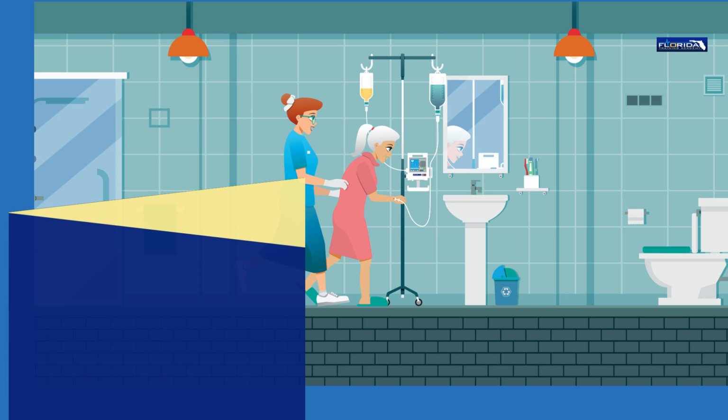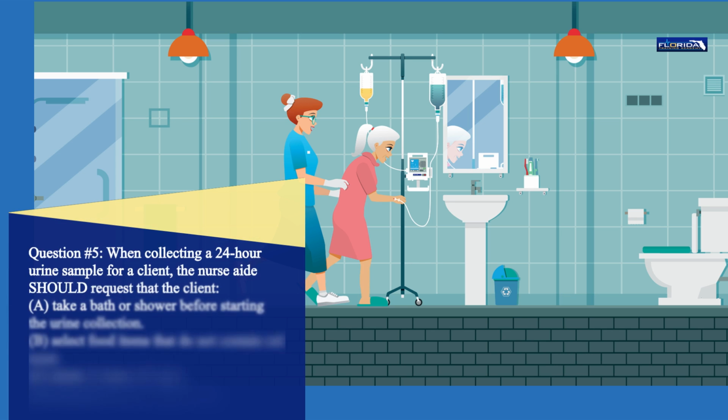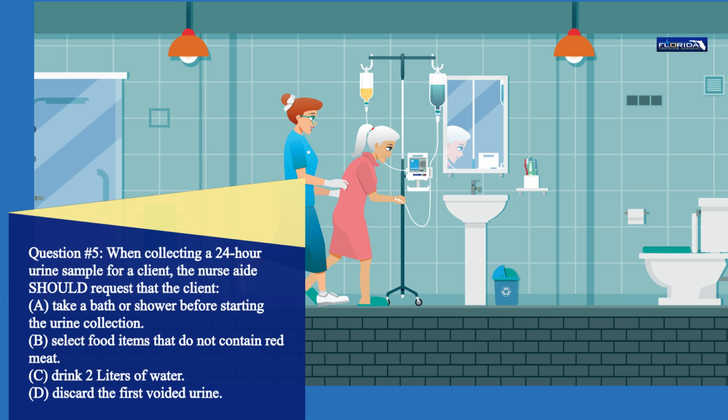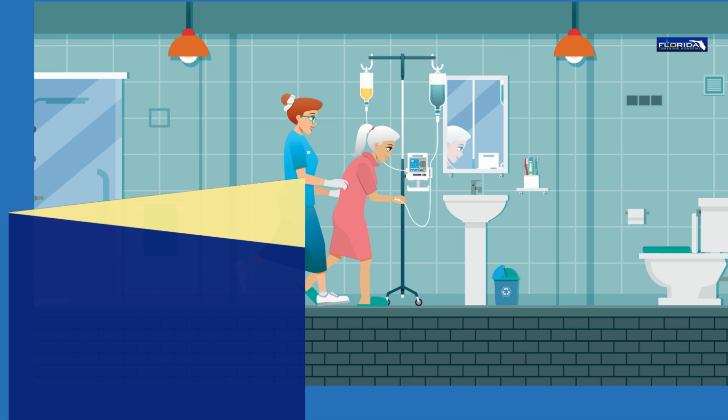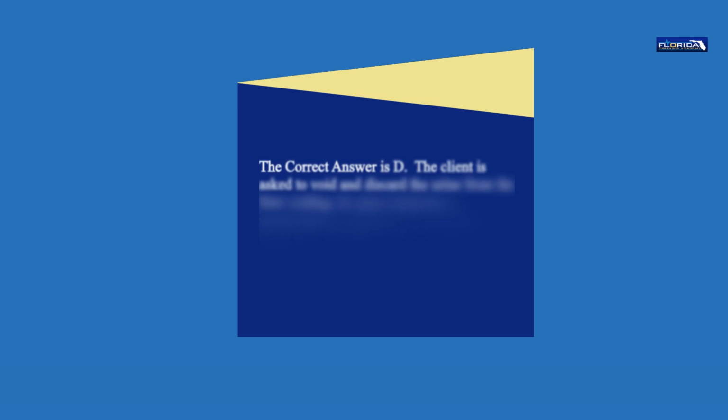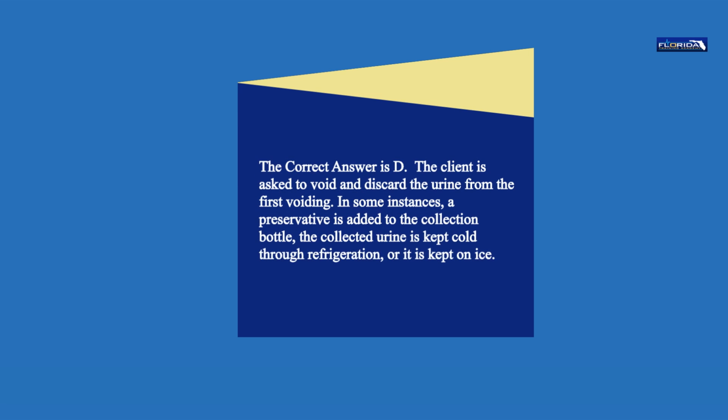Question number 5. When collecting a 24-hour urine sample for a client, the nurse aide should request that the client A. Take a bath or shower before starting the urine collection. B. Select food items that do not contain red meat. C. Drink 2 liters of water. D. Discard the first voided urine. The correct answer is D. The client is asked to void and discard the urine from the first voiding. In some instances, a preservative is added to the collection bottle, the collected urine is kept cold through refrigeration, or it is kept on ice.